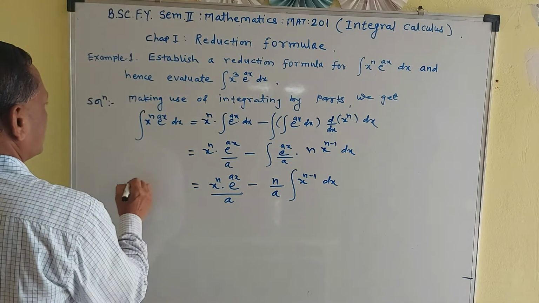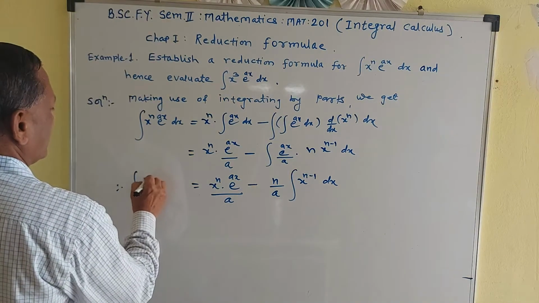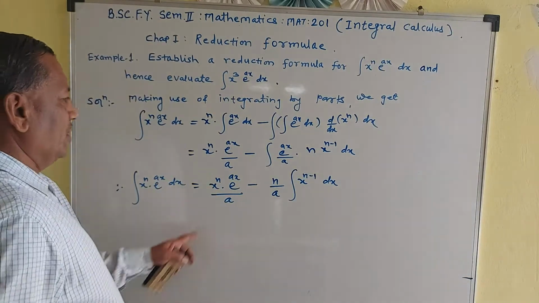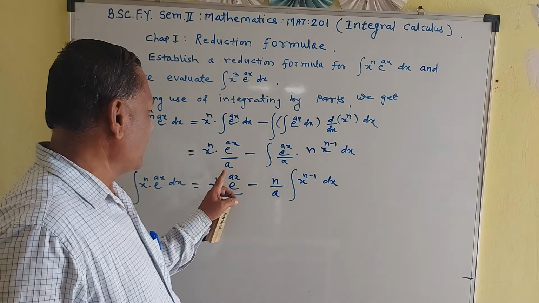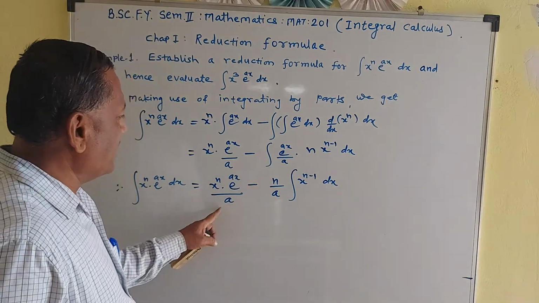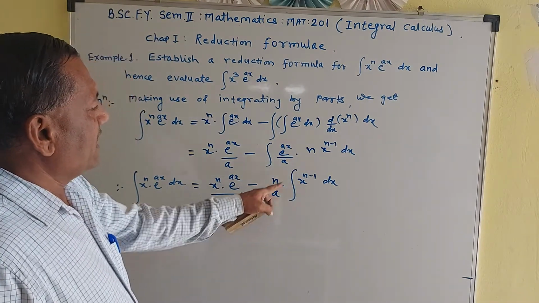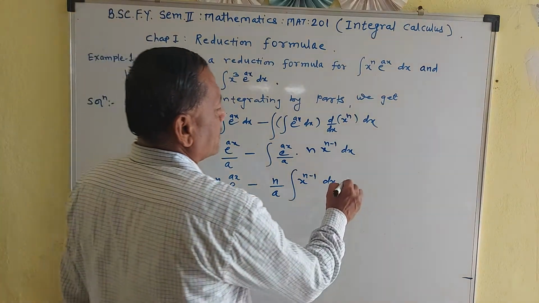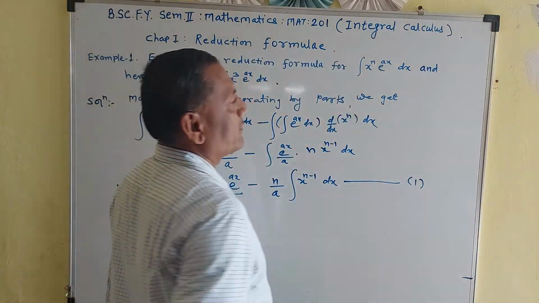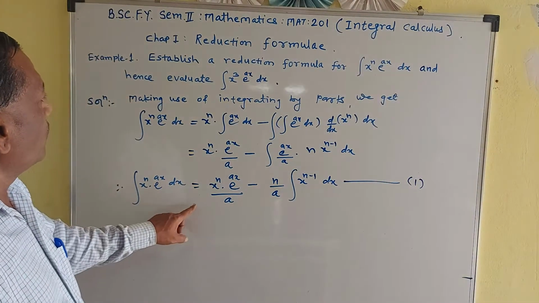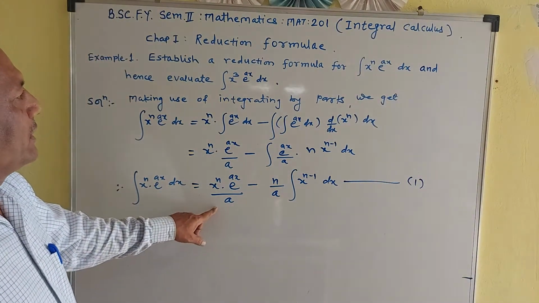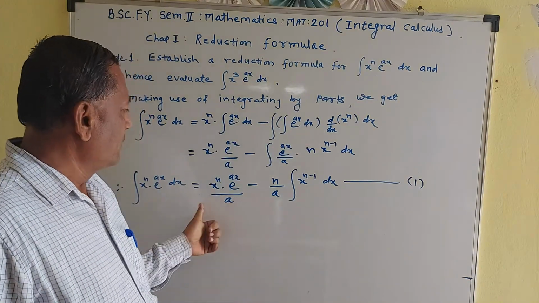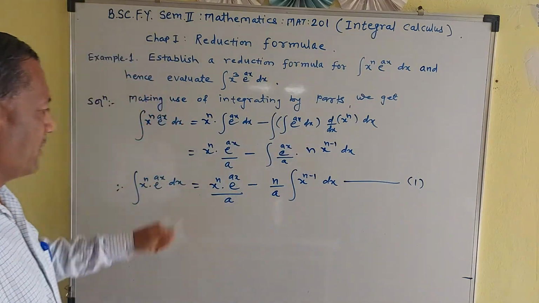So the left side, the integration of x raised to n into e raised to ax dx, is equal to x raised to n into e raised to ax upon a minus n upon a into the integration of x raised to n minus 1 e raised to ax dx. So this is the required formula, or this is the required reduction formula of x raised to n into e raised to ax. So this is the formula.